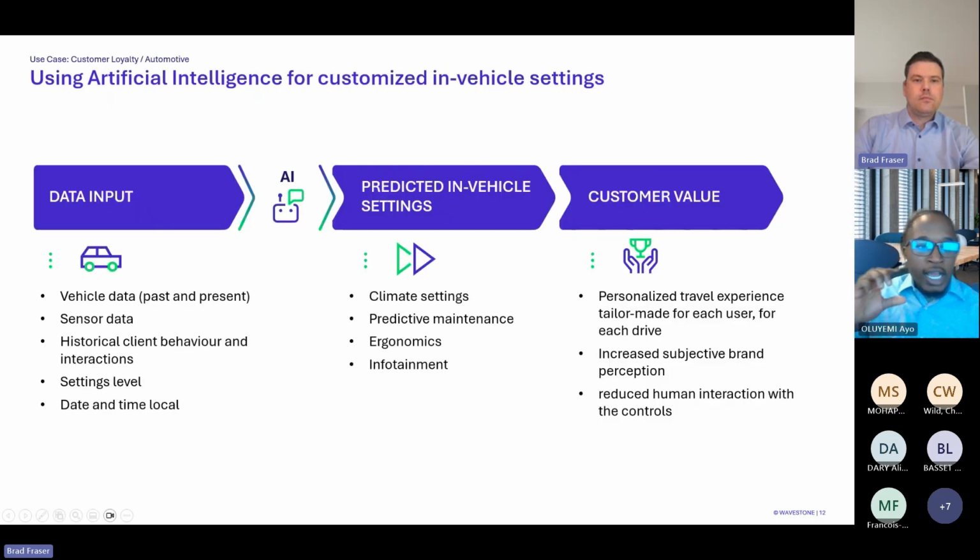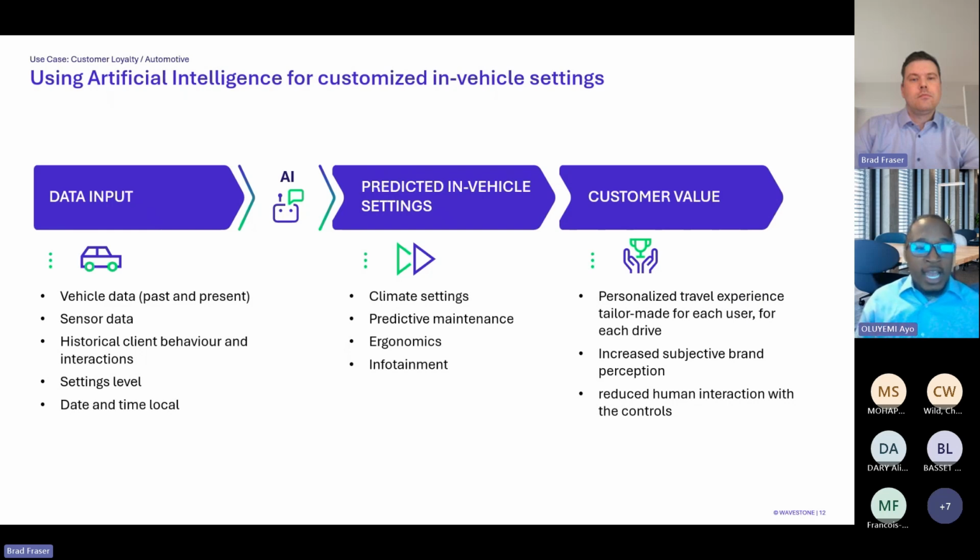Thank you. As you can see on the left, we collect a large amount of data to feed the AI algorithm. This includes past and current vehicle info, sensor readings, customer behavior, and user preferences. Using this data, the AI can predict in-car settings like temperature, fan speed, seat adjustments, and entertainment preferences. It creates personalized settings for each driver, enhancing the overall experience. While this sounds straightforward, the real challenge is managing the data from multiple sources in different formats. The level of data harmonization required is actually significant.